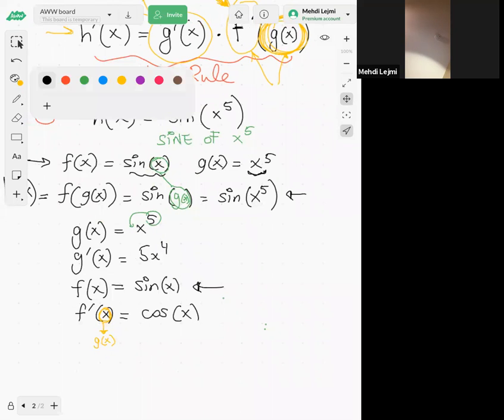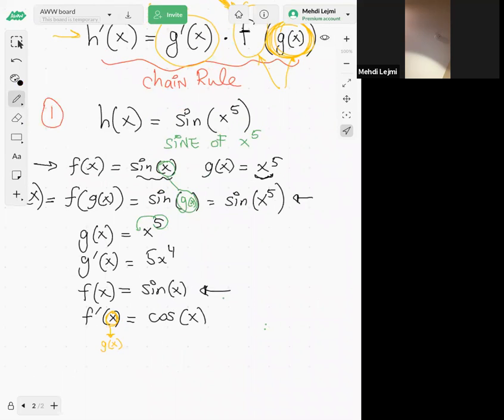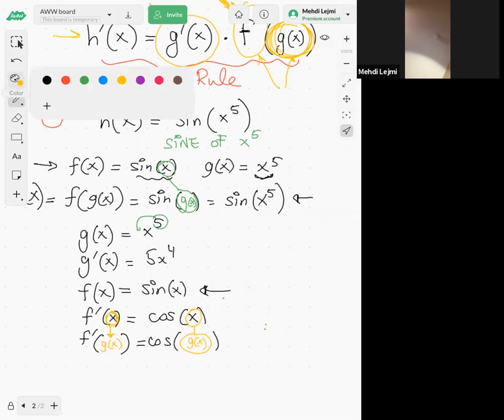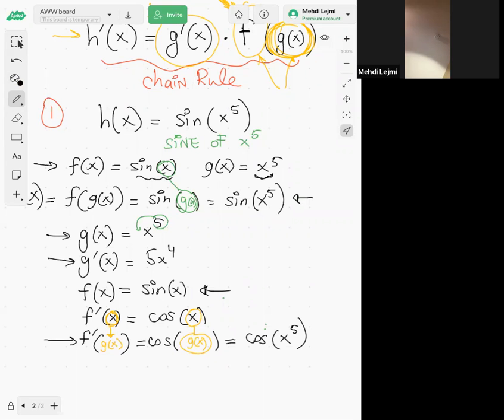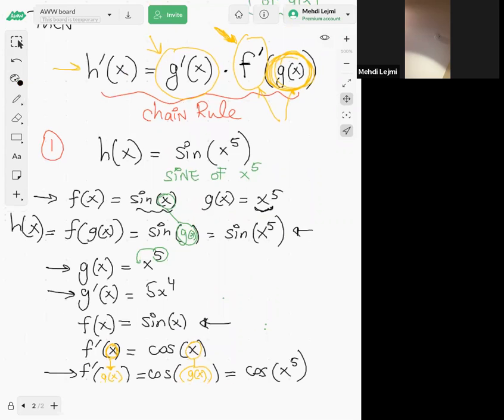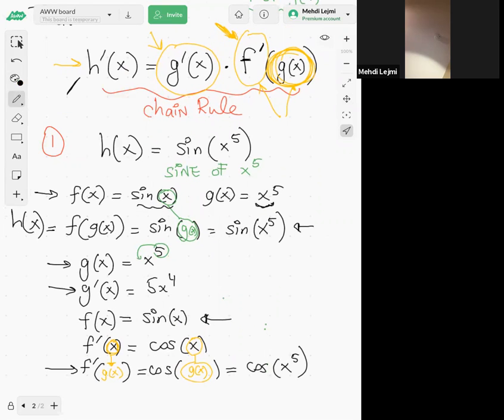So we need to substitute this x here by g. So that's cosine of g of x, and g of x is x to the power 5. So that's cosine of x to the power 5. So I got my f prime of g, and I have my g prime. So now I can compute my h prime.